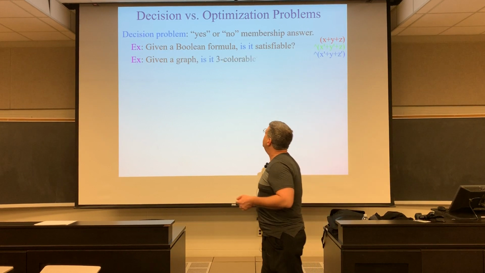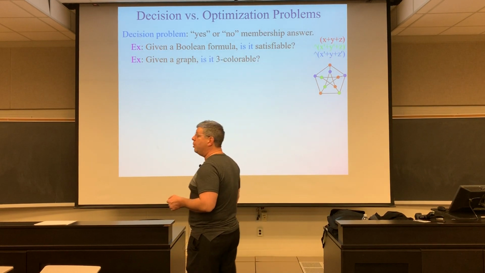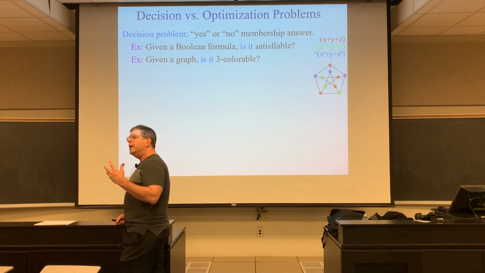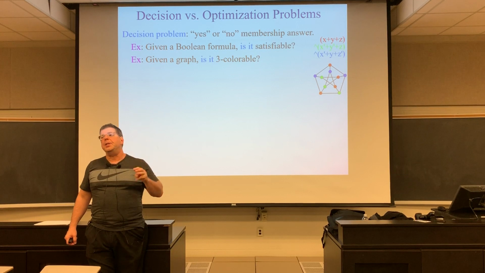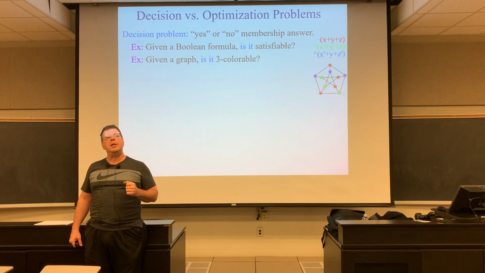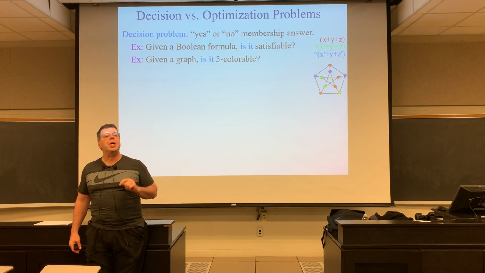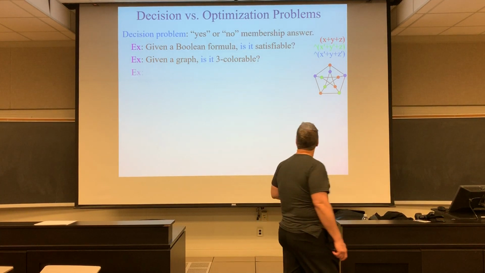A decision problem. Given a graph, is it three-colorable? So I give you a graph like this, and you say, is it three-colorable or not? You're not necessarily giving me the three coloring of the graph. You just tell me that one exists. You assure me it exists, and I say, good. Thanks for telling me. Now I know. But I still don't have the actual three coloring. I just know that one such coloring exists. Okay, so that's another example of a decision problem.